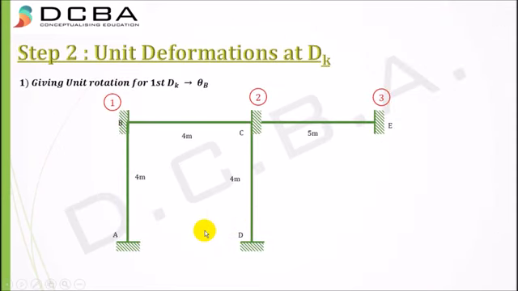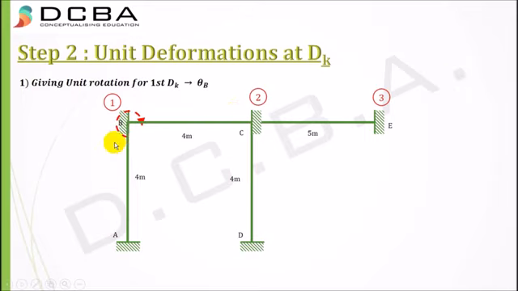Step 2 is unit deformations at the DK. Starting with the first DK, if you remember, I had numbered our DKs, that is theta B was given number 1, theta C number 2, and theta E number 3. So giving unit rotation for the first DK, that is theta B, will give a unit rotation here. Also there is one more point to notice: all the points here, that is A, B, C, D, E, have been associated with a fixed support, a fixed joint. So all the points have been fixed.